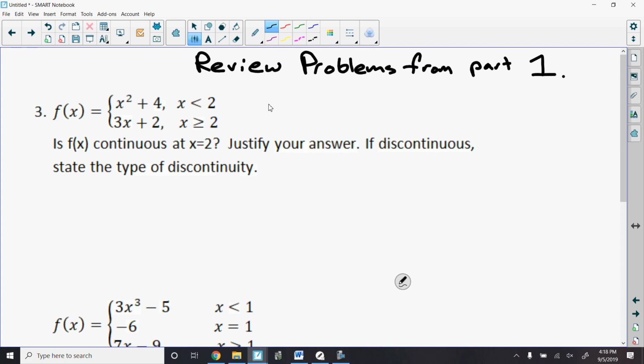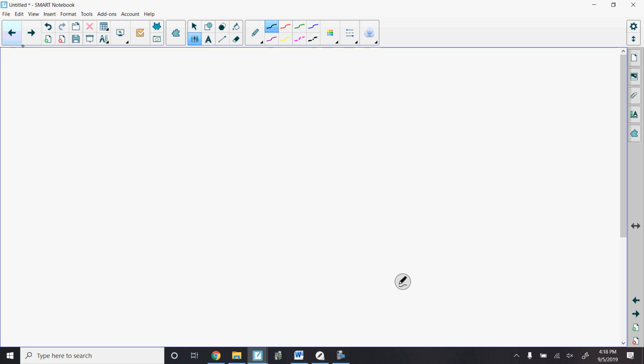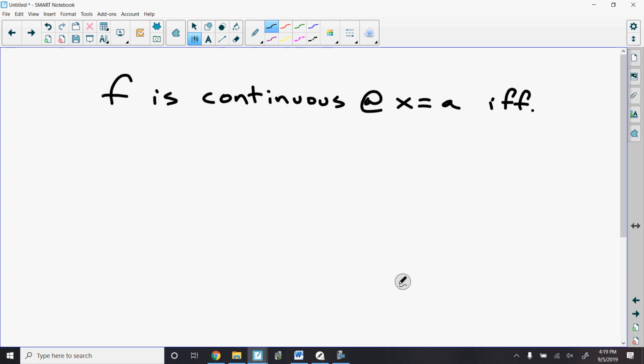Okay, I'll go back a slide here real quick. So f is continuous at x equals a. In the problem it might be at 2 or 5 or 7, but just in general, at some point x equals a, if and only if the 3 things are present. All 3 things have to be present. If I fail any of these 3 steps, f is discontinuous, and we'll think about what kind of discontinuity it would be.